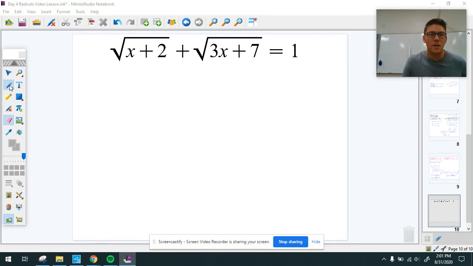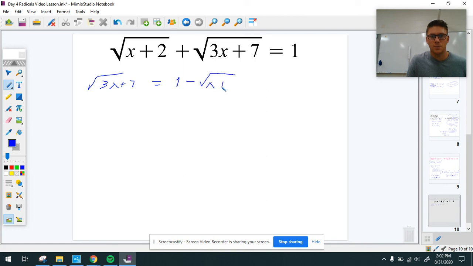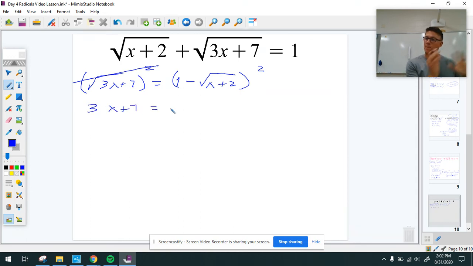What we would want to do is isolate one of those radicals. So let's move this x plus 2 to the other side, okay? So I'm going to subtract it. So now we're left with this. 1 minus the square root of x plus 2. So what I would do here is to isolate this, I would square both sides. Notice that now goes away, and it's just 3x plus 7. That makes that side pretty easy to solve now, because it's just a 3x and a 7.